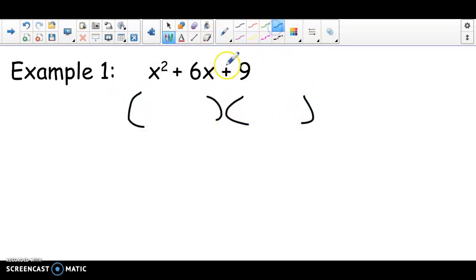I'm going to look at my sign. This sign is a plus, so that means that the signs in my parentheses will be the same. I'm going to look over here, and that tells me that they're both going to be positive. The only factors I have of x squared are x times x. Now, what can I multiply to get 9 that when I add, I get 6?